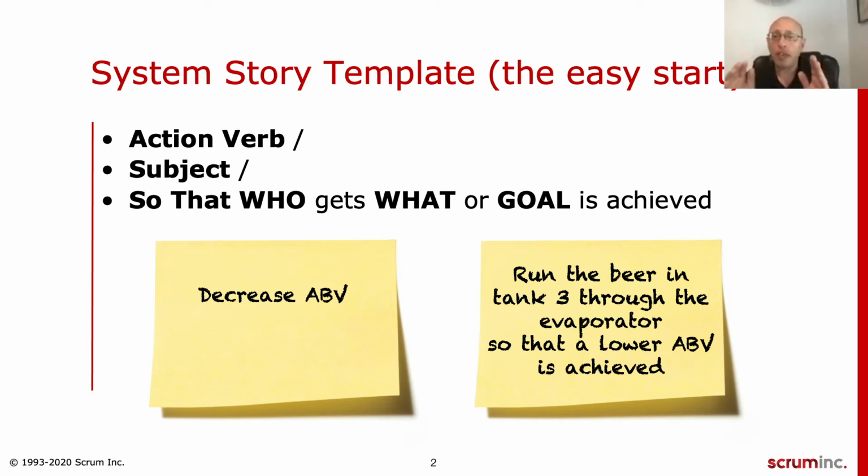How about this one? Decrease ABV is still not specific enough. Here it's better to say, run the beer in tank 3 through the evaporator so that a lower ABV is achieved. Now I know what I'm supposed to do as a brewery operator that's running on a Scrum team. This is the whole notion. It's got to be descriptive enough of what I'm supposed to do. And I want to know why I'm doing it, right? The who, what, why.